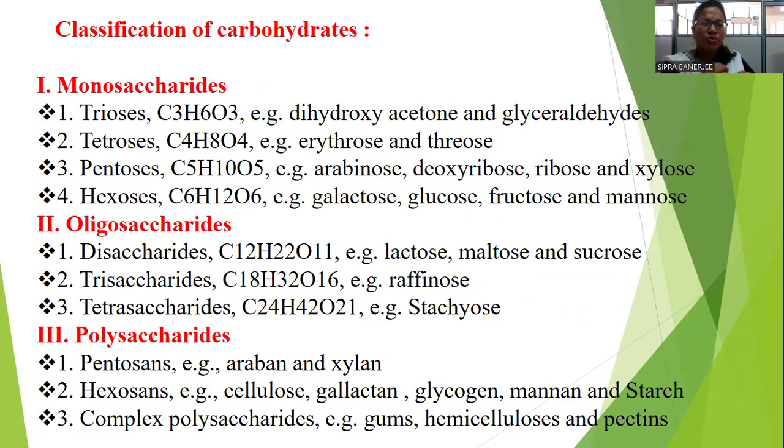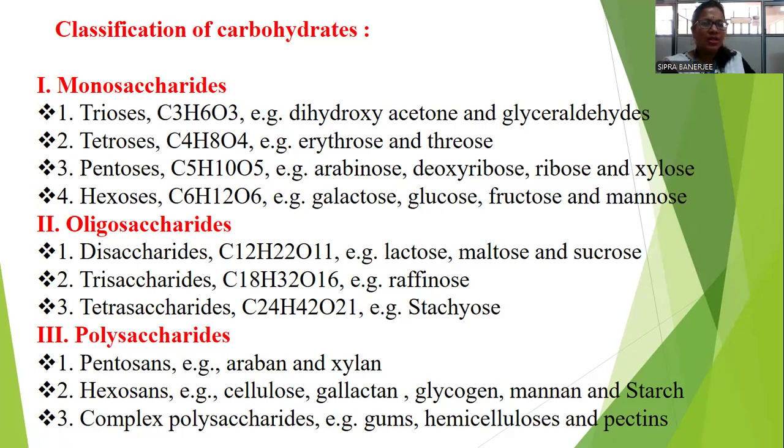Erythrose, threose. But from the pentoses like arabinose, deoxyribose, ribose, these are the important carbohydrates which are present in the nucleus and in the RNA and DNA also. Hexoses, galactose, glucose, fructose, these are the conventional carbohydrates. Now oligosaccharides like lactose, maltose, sucrose are composed of C12. Trisaccharides like raffinose. These are the tetrasaccharides.